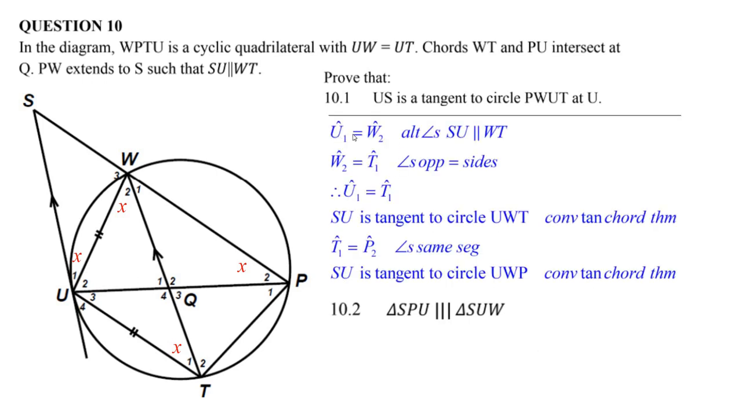U1 equals W2 because of alternate angles. W2 equals WT1, angles opposite equal sides. Therefore, those two guys are equal, U1 and T1. SU is tangent to the circle going through U, W, and T. But T1 is equal to P2, which is angles in the same segment. So it means that SU is tangent to the circle going through U, W, and P.